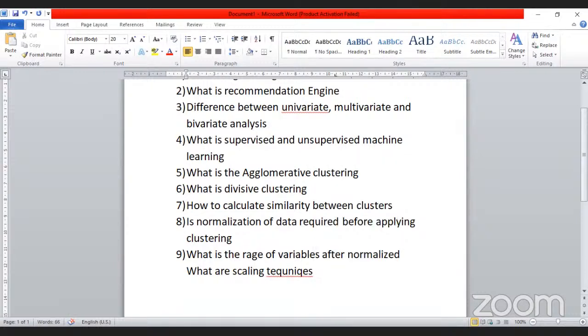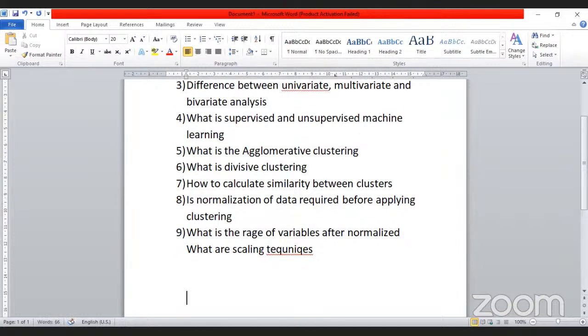The next one is the tenth question, what are linkages in hierarchical clustering?